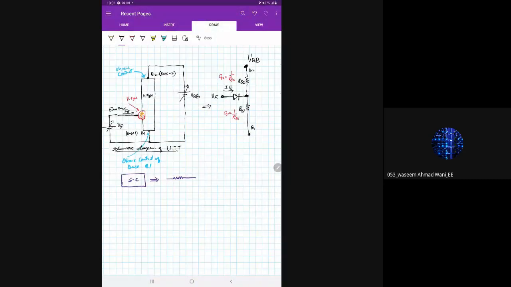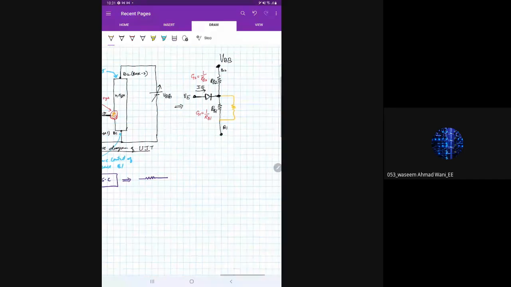So this is the equivalent circuit of this entire schematic. Now I will mark two more components here, two more resistances in parallel with this. One is known as GP, another is GN. GP and GN are the excess hole and electron conductances between emitter and base 1. I'll explain them later on.